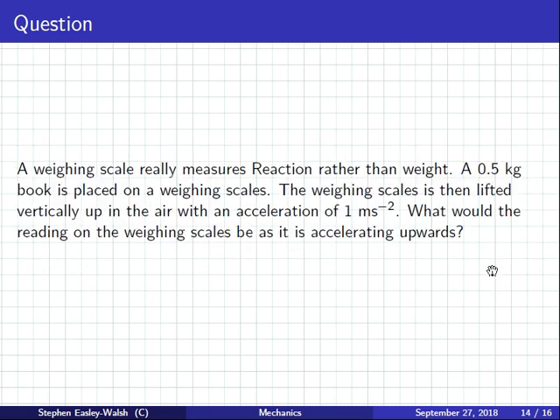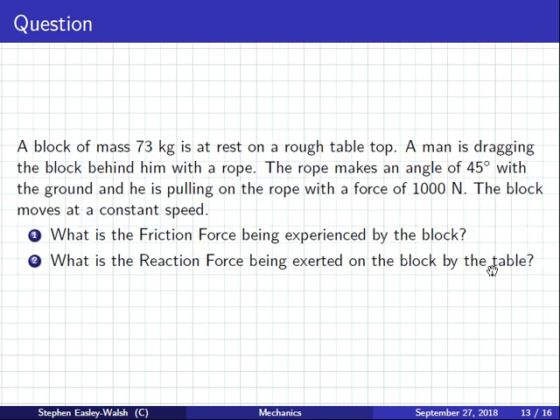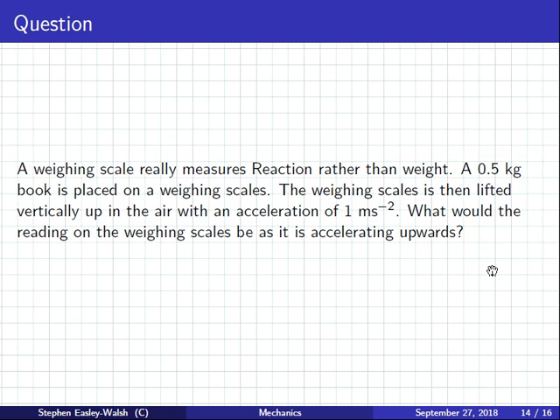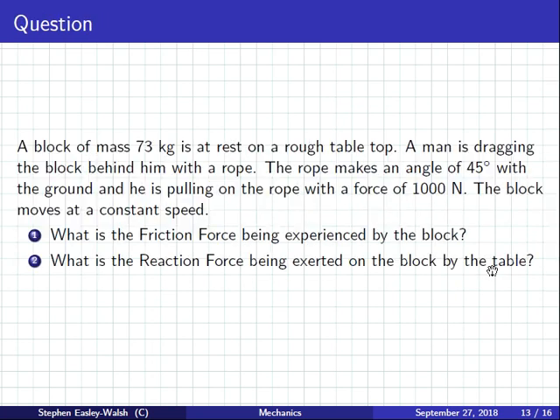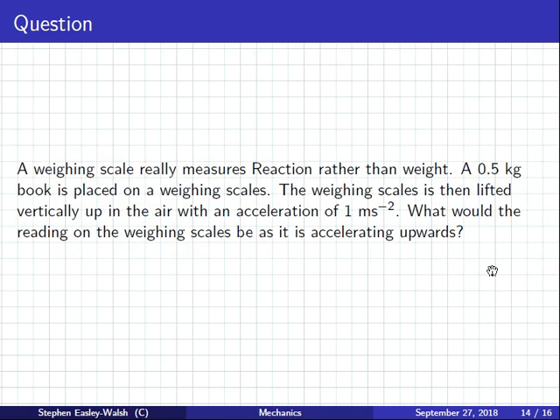Let's see. I have two left, but this one's kind of similar, except this one has some friction force. You know friction? But I don't think that will cause you a problem. This one here, I think, might cause you a problem. So I'll do this one.